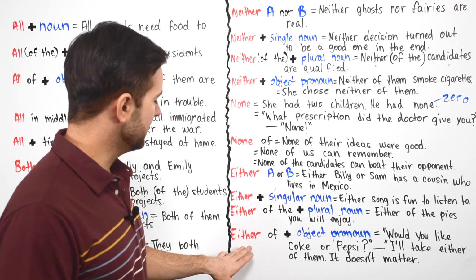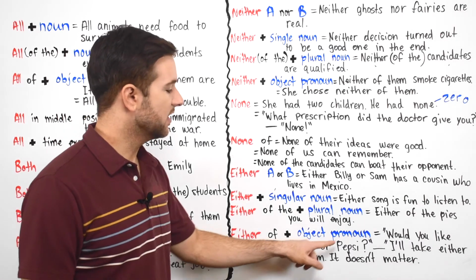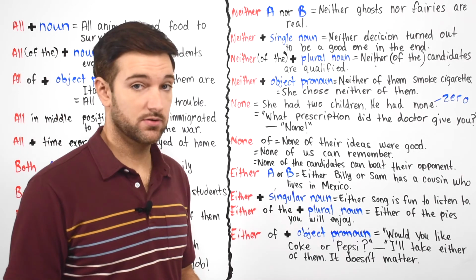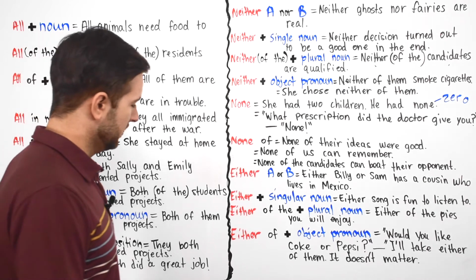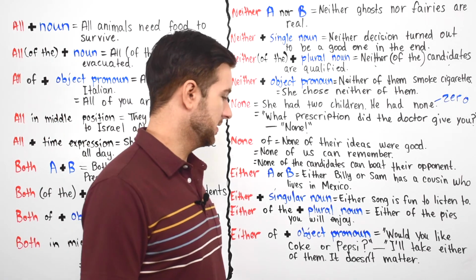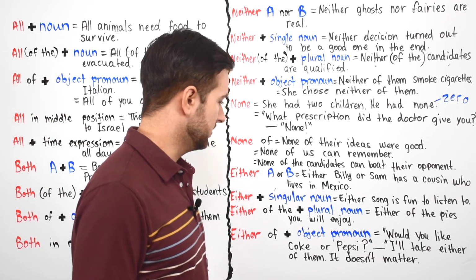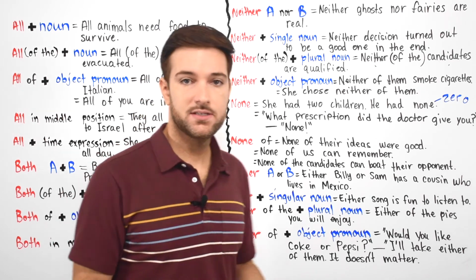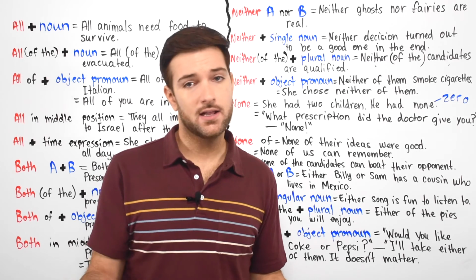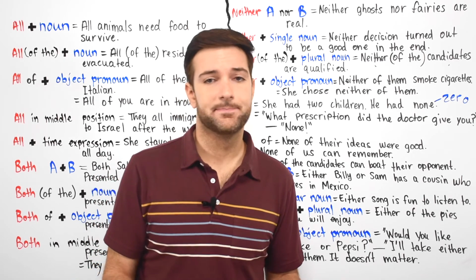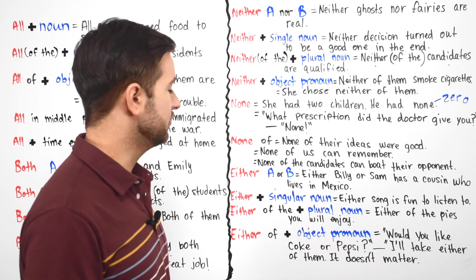And then finally, guys, we have either of plus an object pronoun. You remember the object pronouns, like how we had them and you. Would you like Coke or Pepsi? I'll take either of them. It doesn't matter. So you have an option between 2.